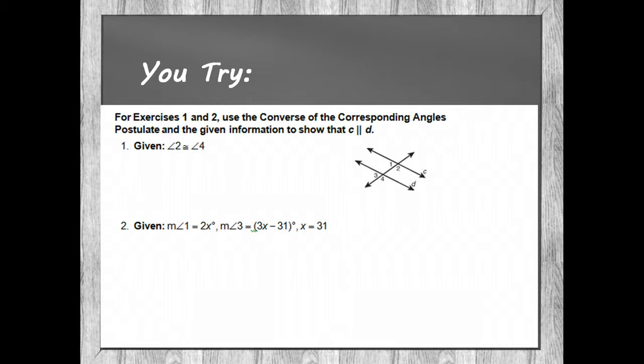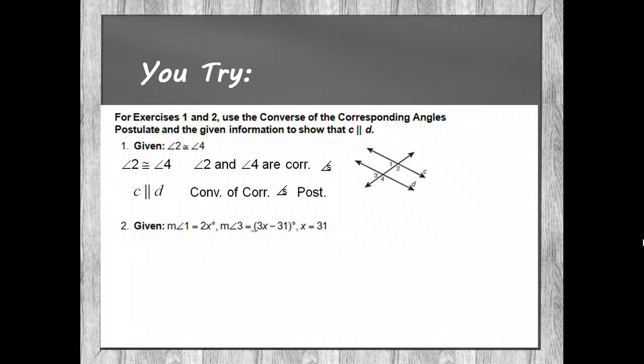We want to prove that C is parallel to D. So given that angle 2 is congruent to angle 4, we know that 2 and 4 are corresponding angles. They're both below the line that they're up against and on the right side of the transversal. Therefore, by the converse of the corresponding angles postulate, C is parallel to D.